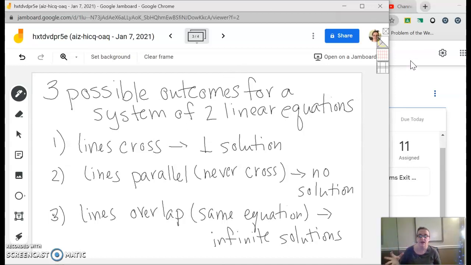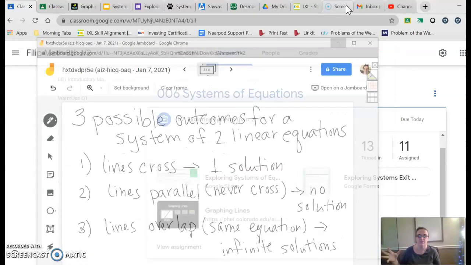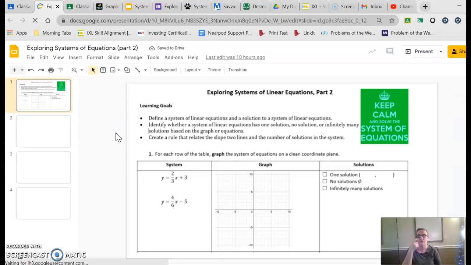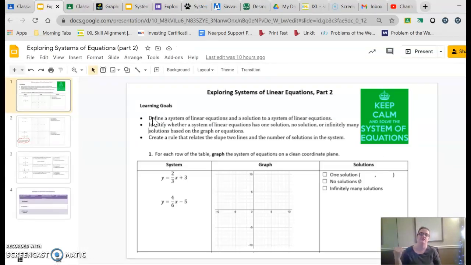With that discussion behind us, let's go back to the new assignment for the day, which is this Exploring Systems of Equations Part 2, and review our learning goals. We wanted to define a system of linear equations and what the solution to a system of linear equations might look like. We wanted to be able to identify how many solutions a system of linear equations has: one, none, infinite. And our last step was we wanted to be able to create a rule that could tell us, just looking at the equation based on the slope of the lines, how many solutions this system of equations is going to have. So today we're really focusing on that third part.